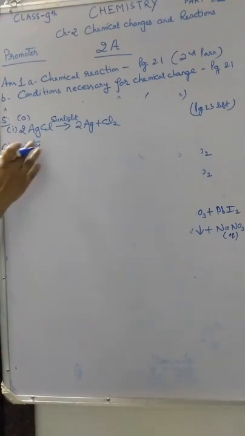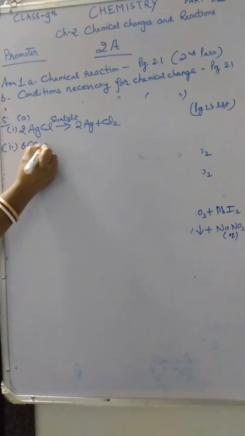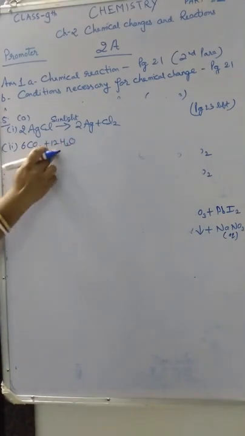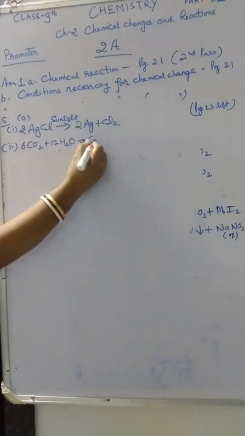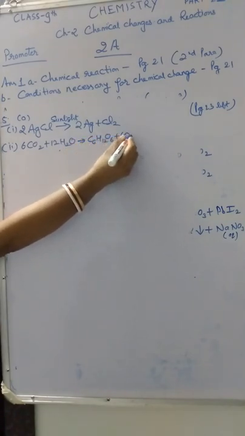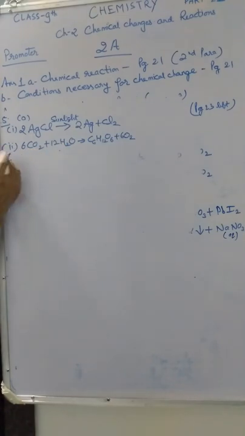For this example you can write photosynthesis: 6CO2 plus 12 H2O. See, in this water is involved. You will get glucose and oxygen.